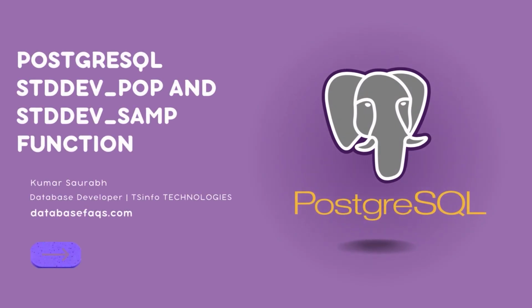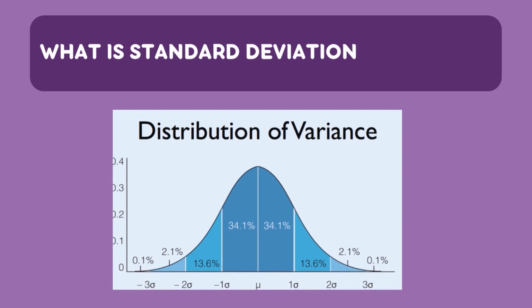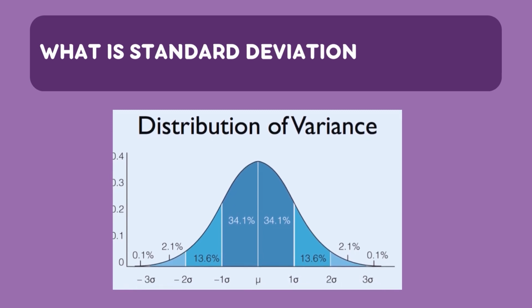Today in this video tutorial, we will learn about the fundamental statistical concept in PostgreSQL database, that is standard deviation. So in this video tutorial, we will calculate the standard deviation of the data using two functions, STDDEV_POP and STDDEV_SAMP. But before we begin, let's know what standard deviation actually means.